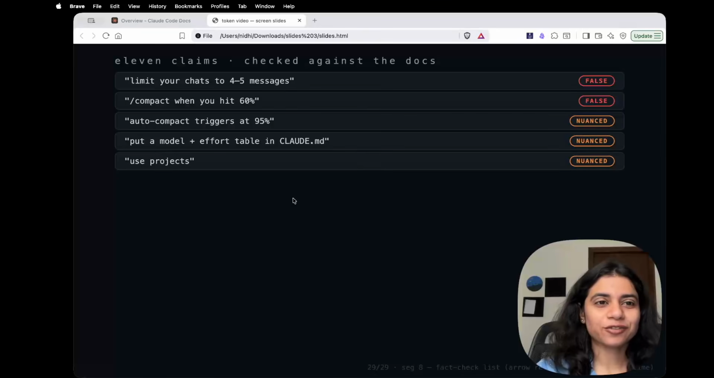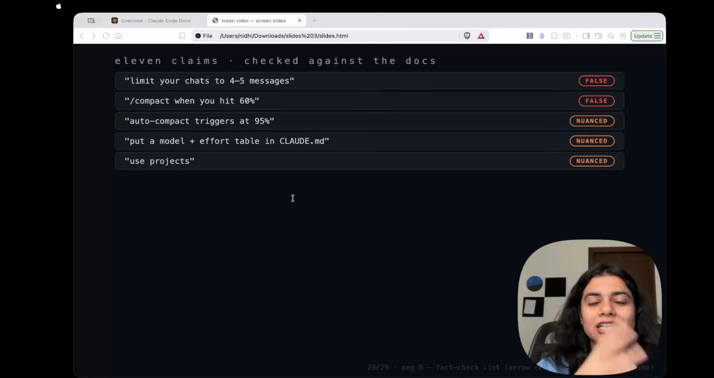Next up, we have use projects. So this is a Claude.ai feature that has somehow found its way into Claude Code. But for Claude Code, this exists by default. There's one directory, one project, its own Claude.md file that is there.